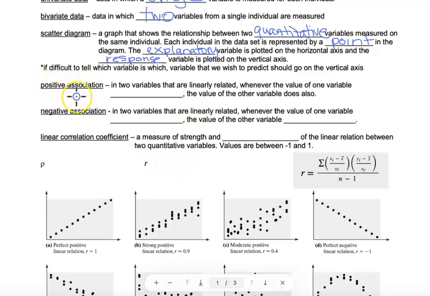Sometimes students have a hard time deciding which variable should go in which place. If you're having trouble, think about what I've put here. The variable that you want to predict should be your dependent variable. That should be the one on the vertical or the y-axis.